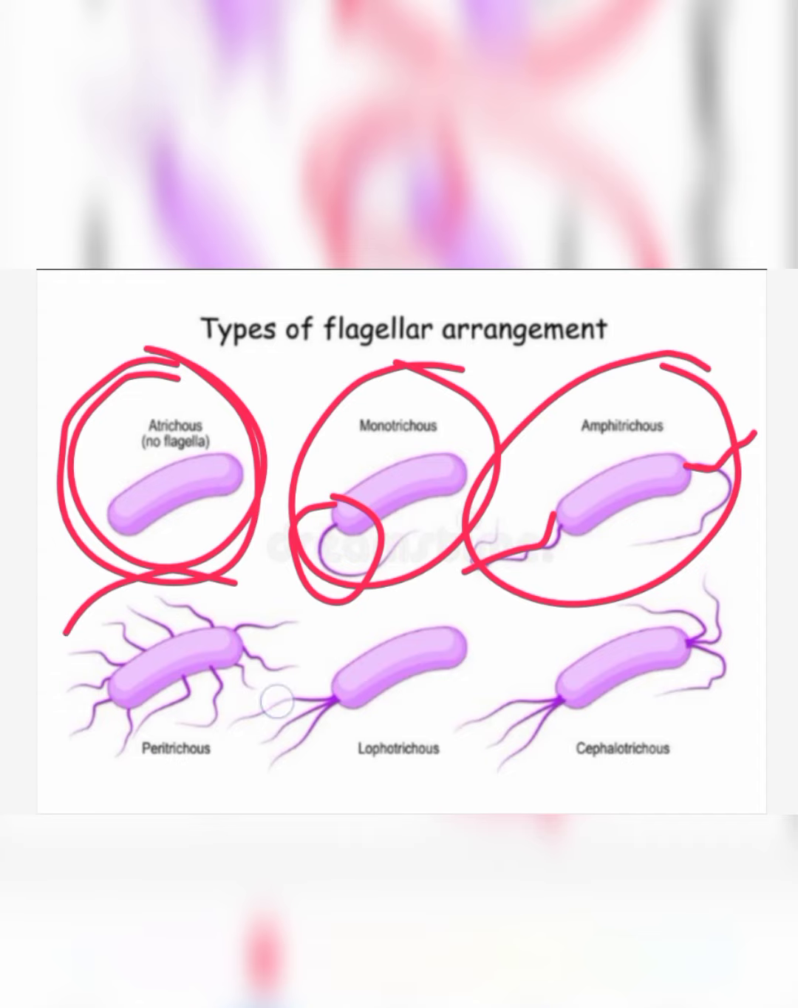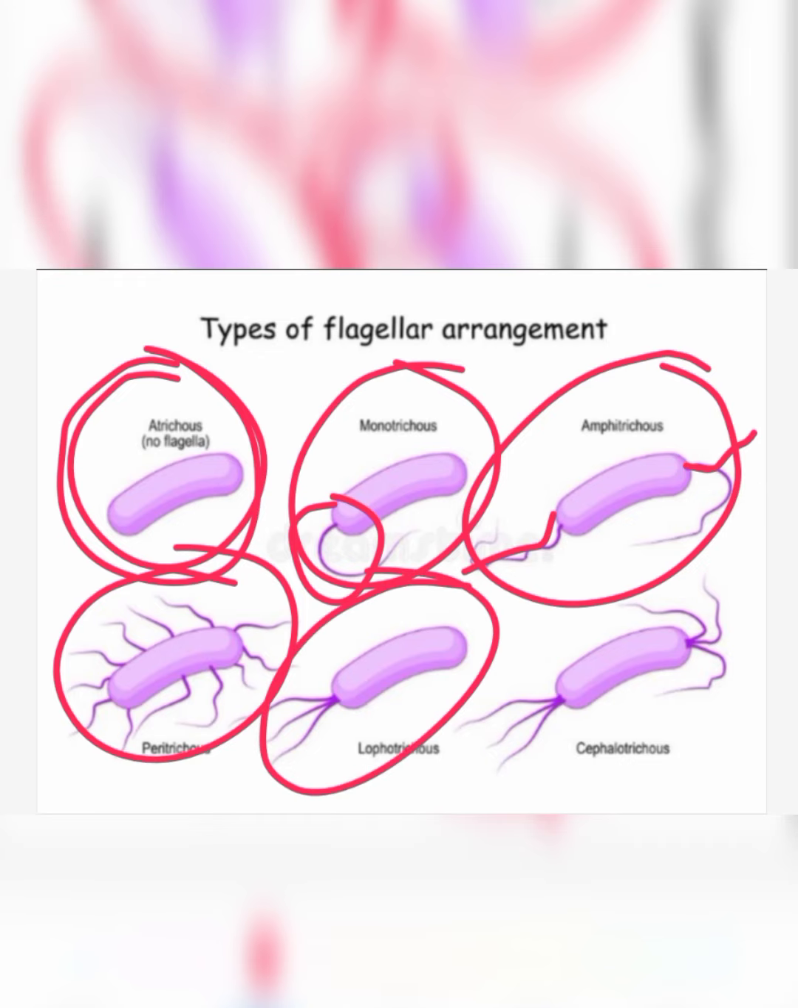Then in this picture, it's a bit complex. It resembles the pili and the fibril we talked about, but it is not pili and fibril. It is also a kind of flagellar arrangement, which is known as peritrichous, and it is there on the entire body of the bacteria. Then in this we have the flagella which are arising from the same point of the body. So that is why it is known as lophotrichous.